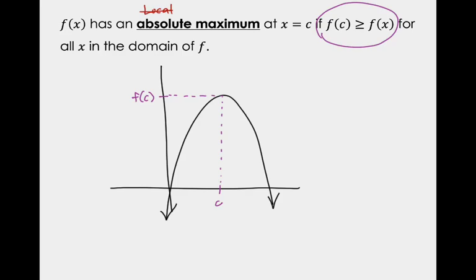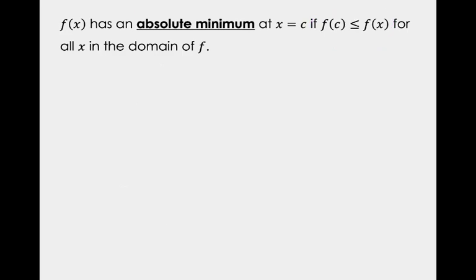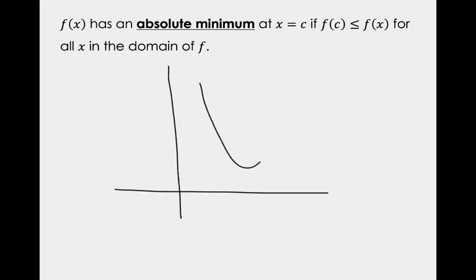Likewise, we can have an absolute minimum. Again, this will be easiest to think of as a regular upward opening parabola. The vertex here and its associated y coordinate is an absolute minimum, because f of c is less than all of the other y coordinates for this entire function. We call it an absolute minimum because it's absolutely the lowest y coordinate that we can get on this function.